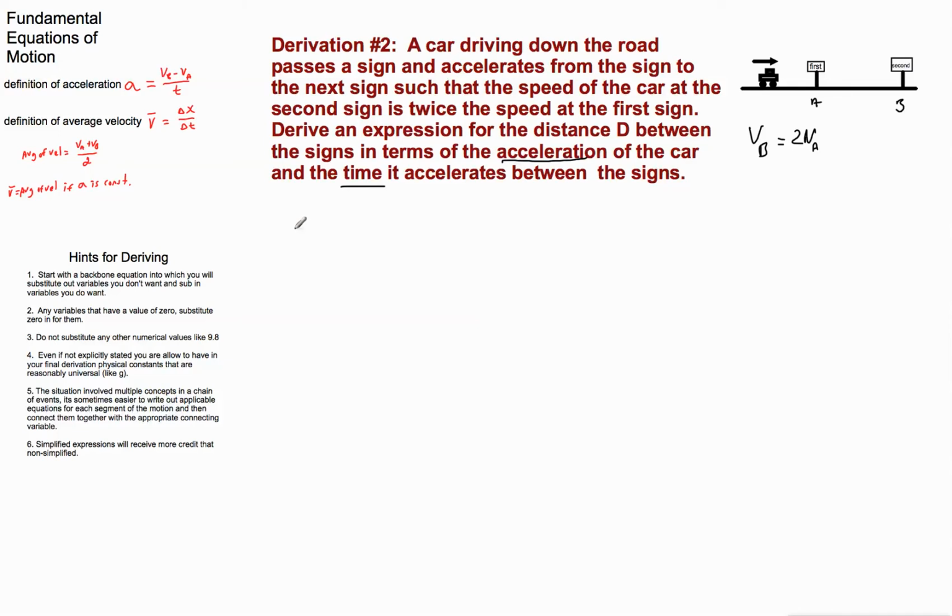So I'm going to use my backbone equation. This average velocity equals the displacement or the distance d over the time. Okay, and let's call it time from A to B. That's the average velocity from A to B. And let's remember that that is also equal to VA plus VB over 2. But we have this condition right here. And so let's take VB and replace it with 2VA.